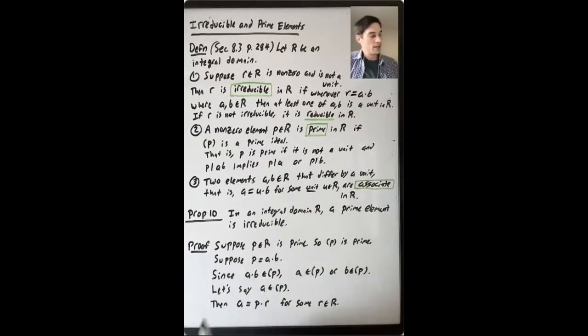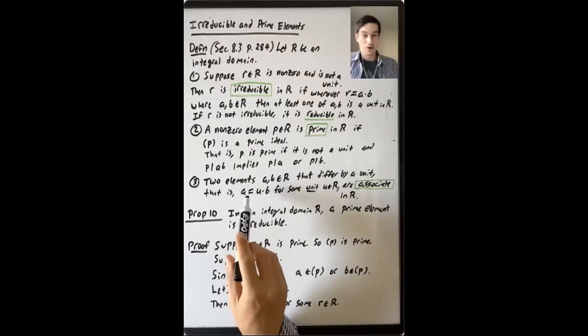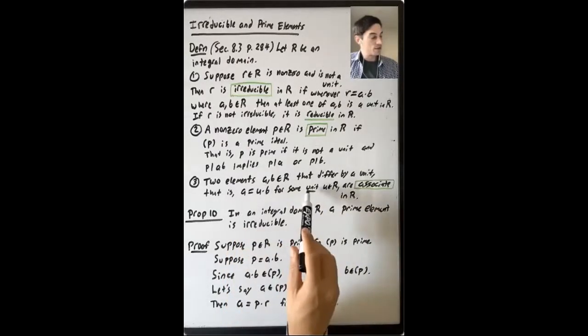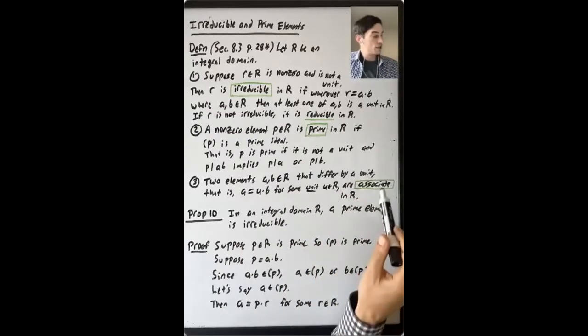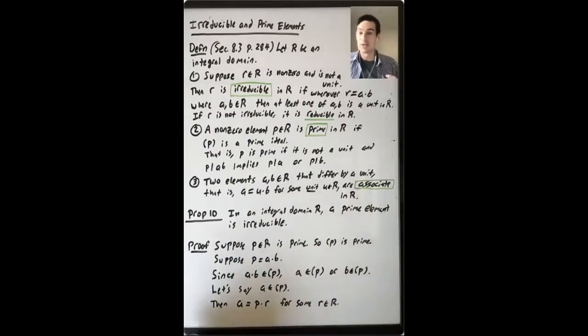One more definition: two elements a and b that differ by a unit, that is, you go from one to the other by multiplying by a unit, a equals u times b for some unit u in the ring, are associate in R, or they're associate elements, or they're associates. All right, so how do these concepts relate to each other?